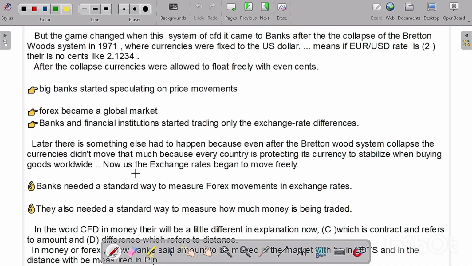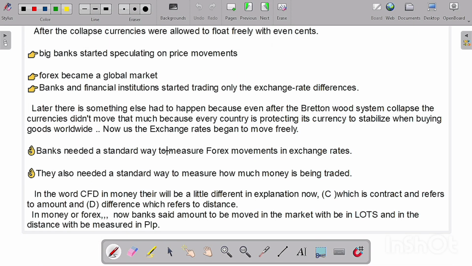Now, as the exchange rate began to move freely, banks needed a standard way to measure forex movement in exchange rates. Forex movement needed to be measured in the exchange rates. This was a problem, and they needed a way of solving it. They also needed a standard way to measure how much money would be traded.